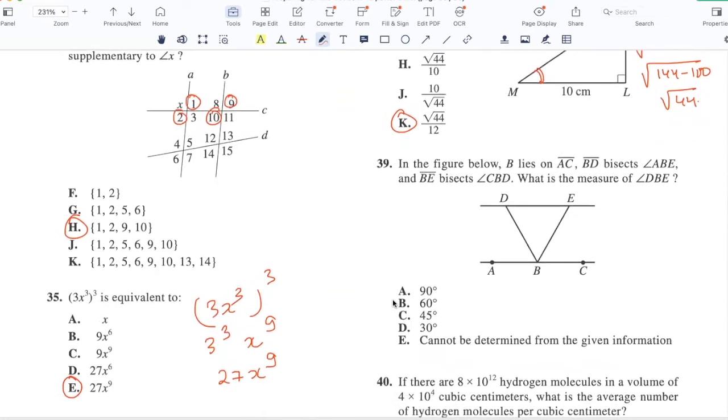In the figure below, B lies on AC, BD bisects angle ABE. Okay, so this is equal to this, and BE bisects angle CBD, so this is equal to this. Basically all the three angles are equal. What is the measure of angle DBE? All the three angles are equal and they sum to 180, so each of these angles will be 60. So DBE would be 60.